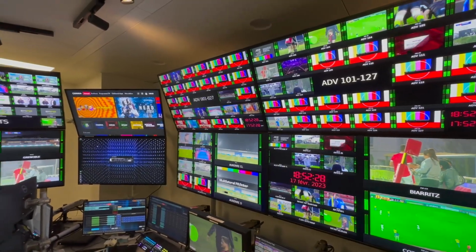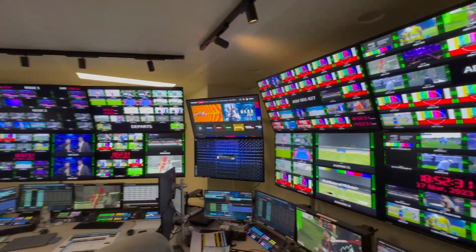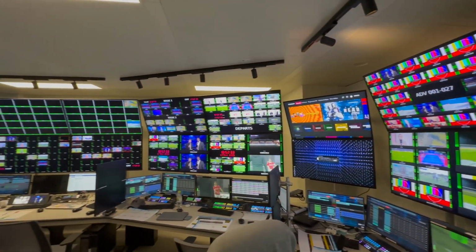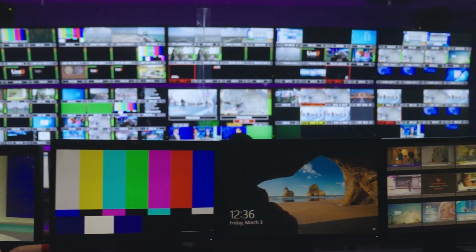Today we're exploring the top trends shaping the future of broadcast newsroom technology. If you're a broadcast engineer, content producer, or just curious about where the industry is heading, stick around as we break down the key innovations transforming how we deliver news in the digital age.